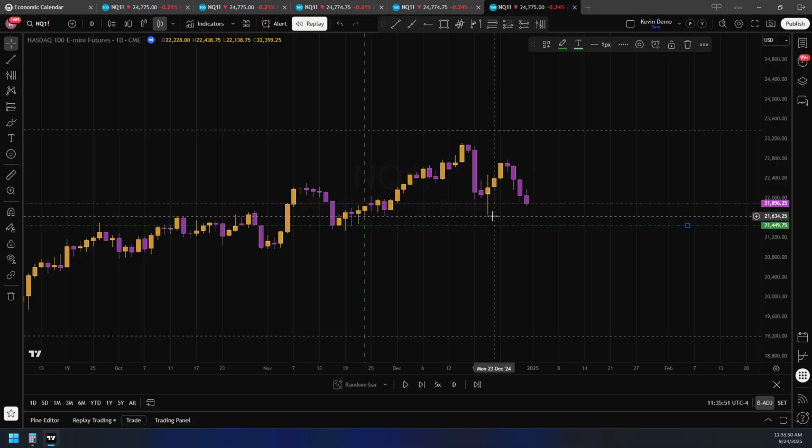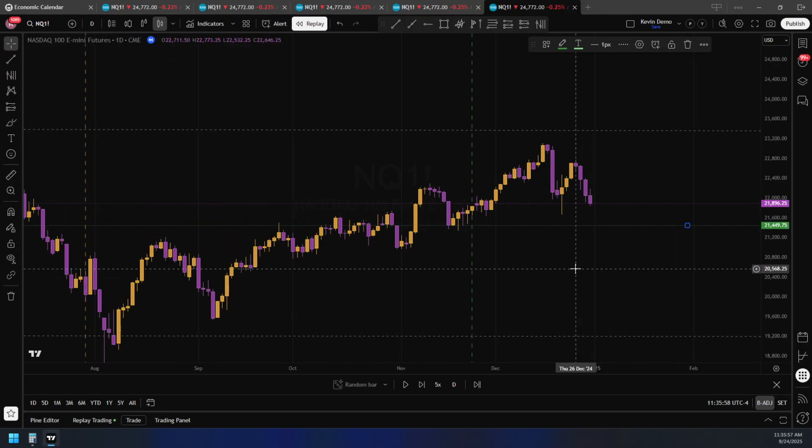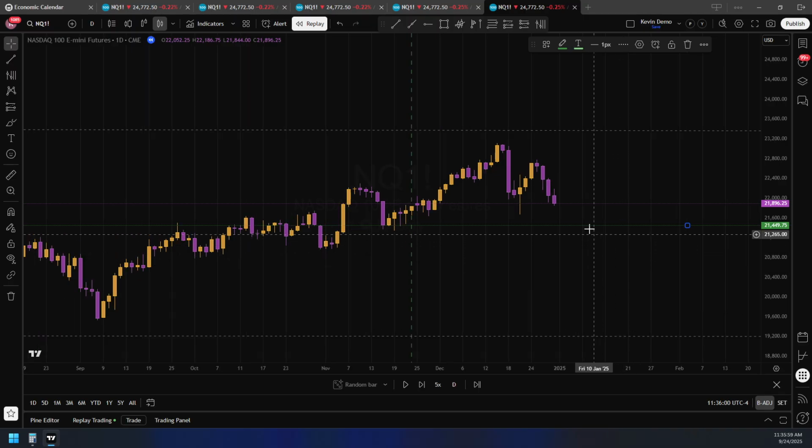I don't see any reason why they wouldn't go that far on a pullback, right? I mean, they're not just going to come down here and not get liquidity. Otherwise, why didn't they just stop back here, right?